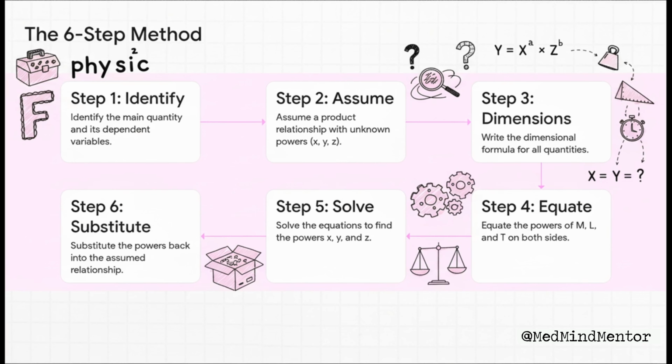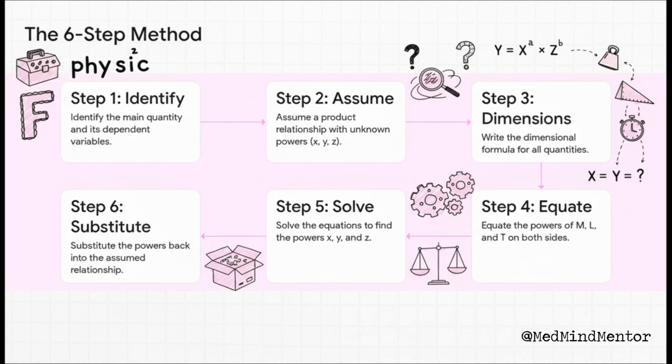In step 2, we just set up a general equation with some unknown powers. Don't worry, we're going to find them. Step 3 is where we write down the dimensions for every single piece. Then the magic happens in step 4. We use our principle of homogeneity to make sure both sides of the equation match up. That gives us a few simple equations to solve in step 5. And finally, in step 6, we just plug our answers back in to reveal the final formula.